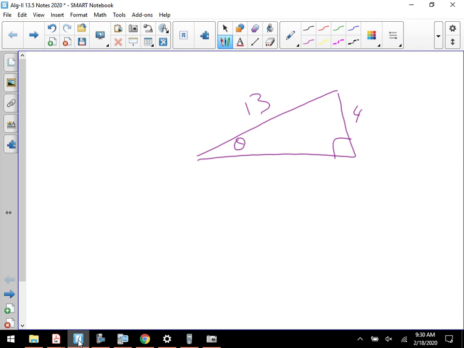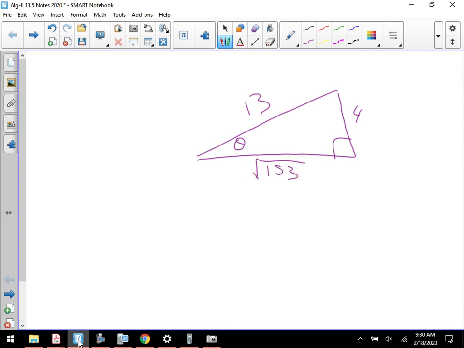Anyway, in order to do this, the first thing you have to do is find that missing side length. This is pretty quick and easy, it's just straight Pythagorean theorem. So you got the 169 from the 13 squared, back out the 16 from the 4 squared, you get 153, and it gives you the square root of 153.